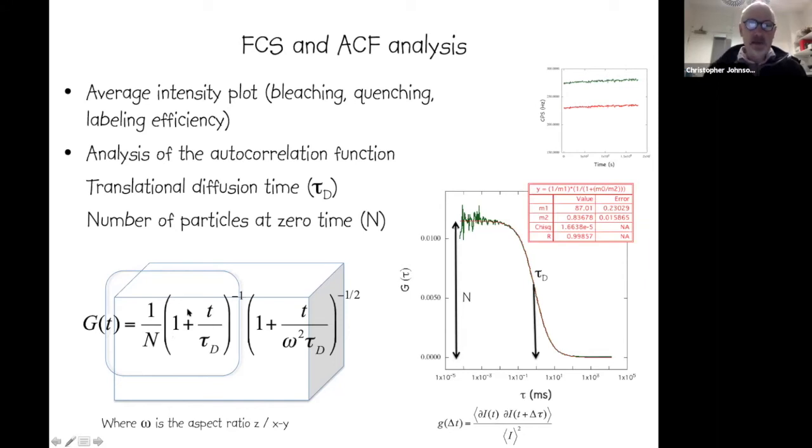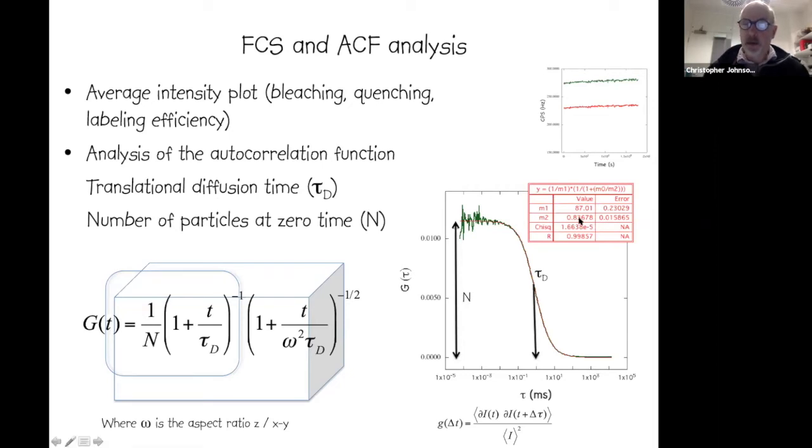You can fit the data either to a 2-dimensional diffusional model or a 3-dimensional diffusion model. And usually a 2-dimensional model does pretty well because the aspect ratio is pretty large in terms of the Z dimension being much larger than the XY dimension. Okay, here's the fitted data. You can see there are about 90 molecules on average in the observation volume, and then here is the translational diffusion time in milliseconds, so about 800 microseconds.